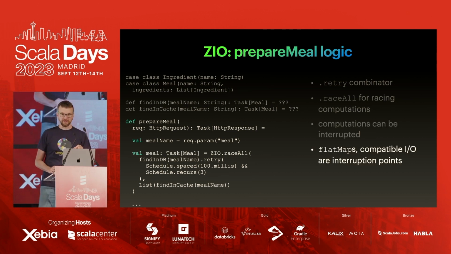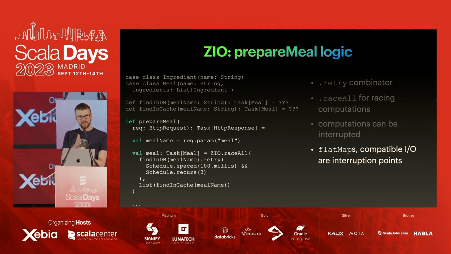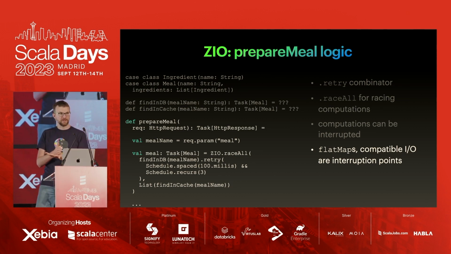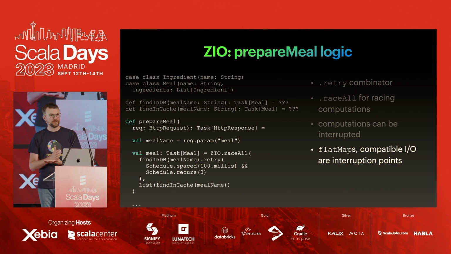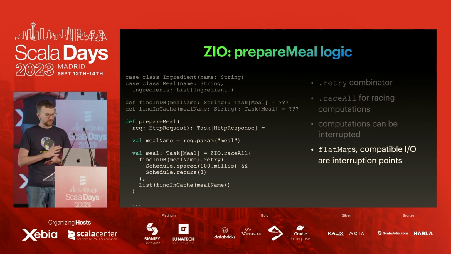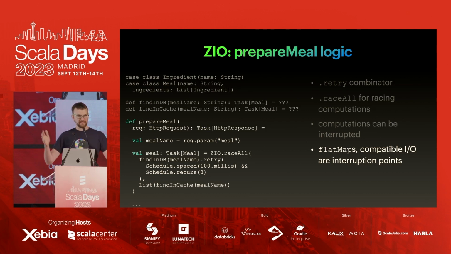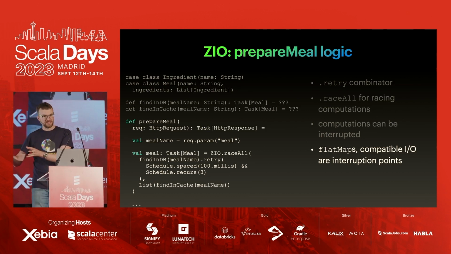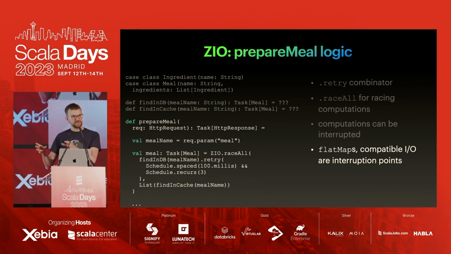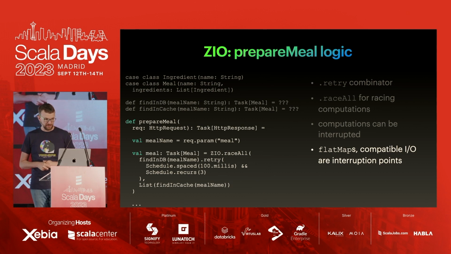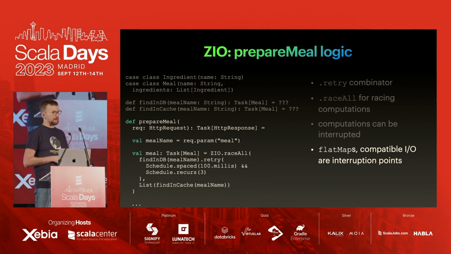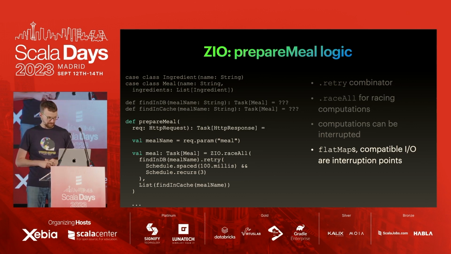The interruption points, so the moments where your computation can actually be stopped, are all flat maps, so all sequencing steps, plus all compatible I/O invocations. If you have some custom I/O operation, you need to integrate it with Zio so it can be safely interrupted and the resource can be safely cleaned up. But of course, for the common situations, that's already done in the various libraries that provide Zio integrations. So we've got quite a lot of interruption points. So these computations are usually interrupted quite quickly.